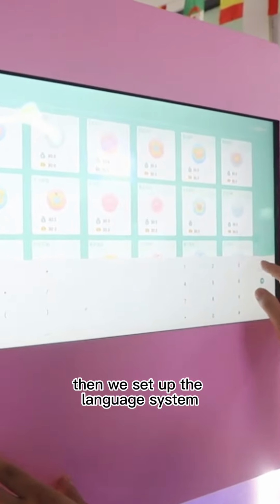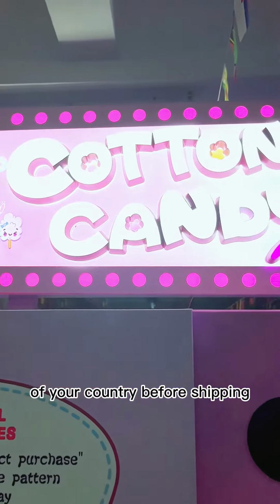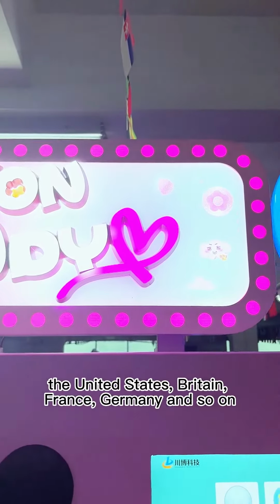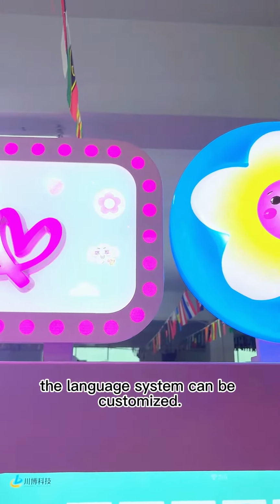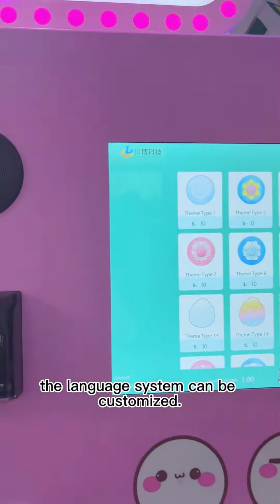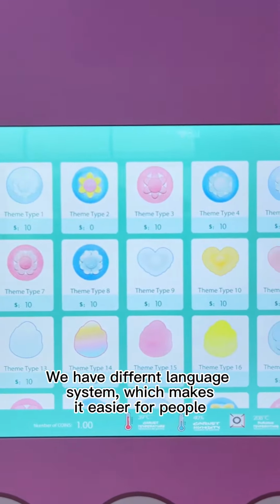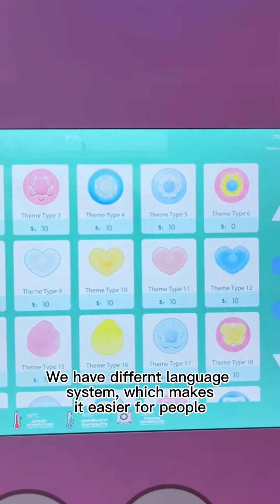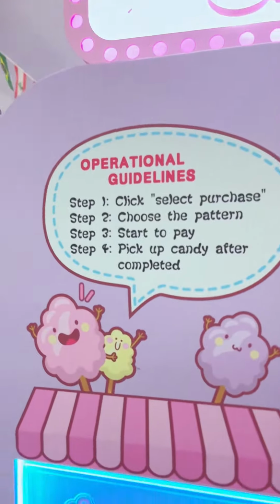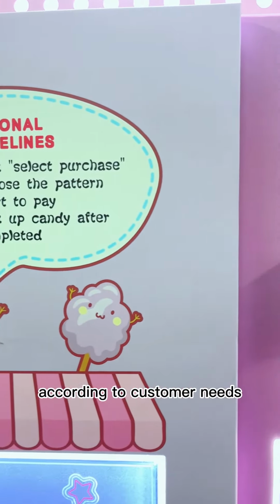Then we set up the language system of your country before shipping. For example, the United States, Britain, France, Germany, and so on. The language system can be customized. We have different language systems which make it easier for people in your country to buy cotton candy directly. We will customize different languages according to customers' needs.